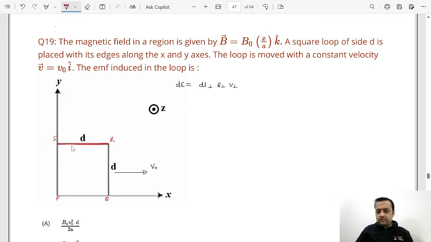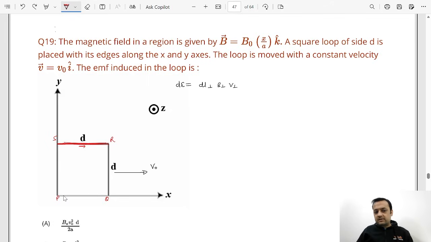Okay, so you can see this whole length, or even if you consider a small length, the small length is along the direction of velocity. That means there is no component of length which is perpendicular to velocity. So on this entire red length, EMF induced will be 0.